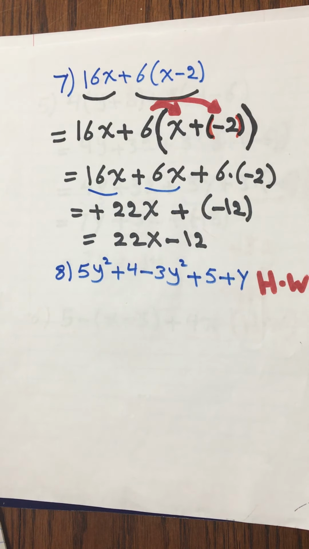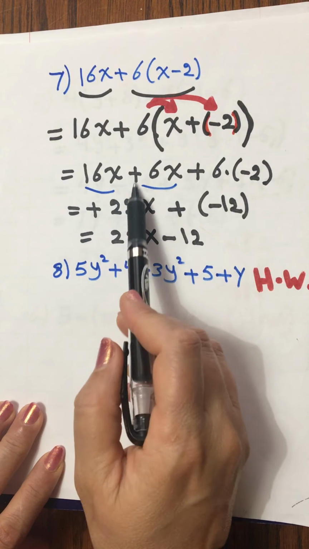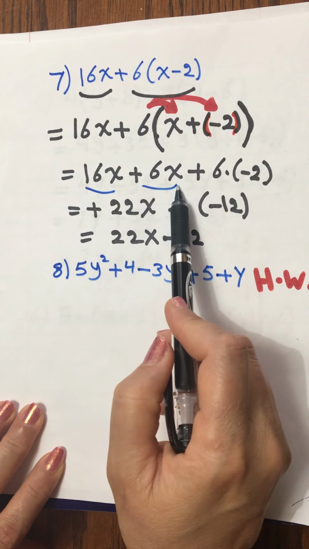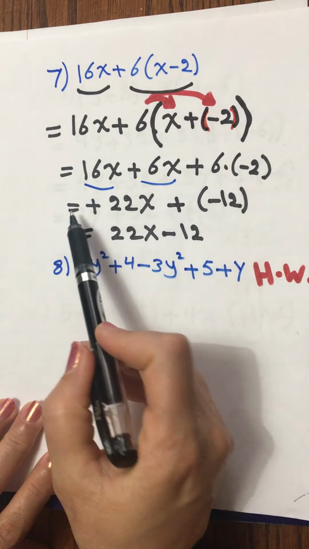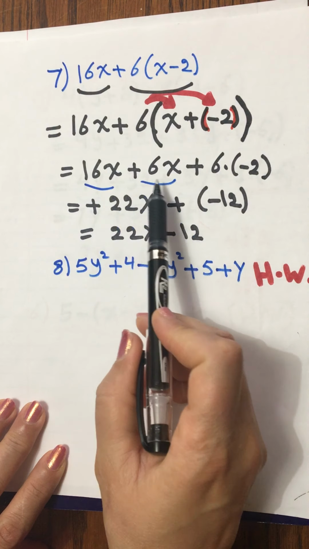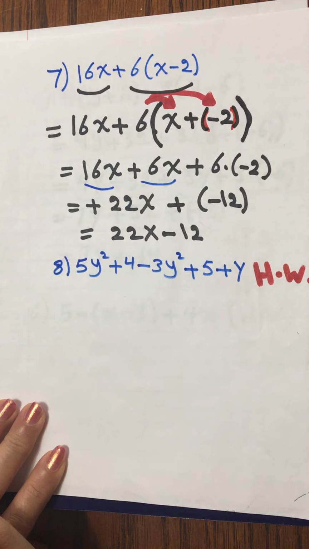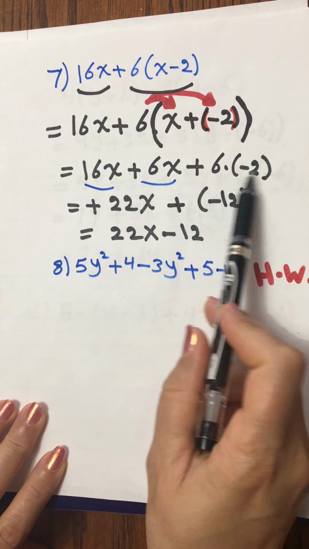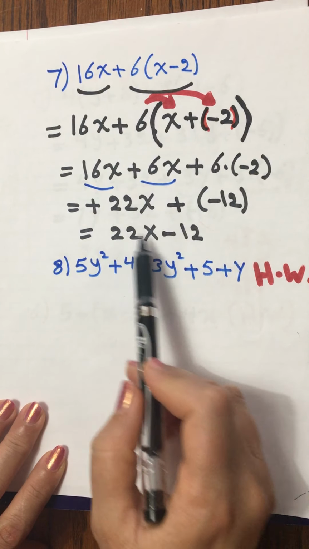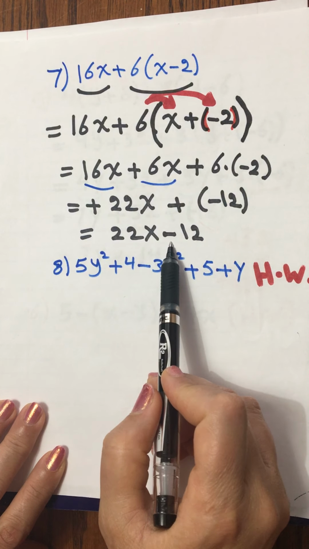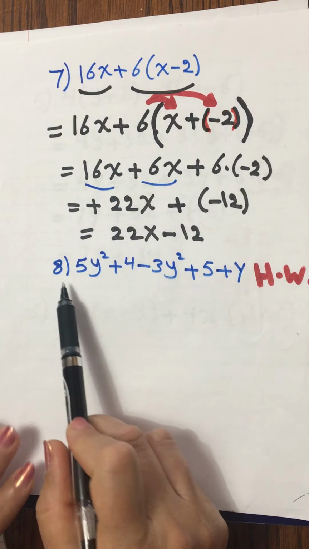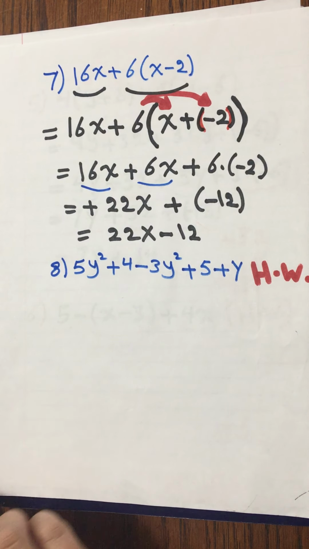Then 16x, put it down, plus 6 times x, 6x, plus 6 times negative 2. 16x plus 6x equals 22x, plus negative 12. 22x, positive times negative, minus, so 22x is gonna be minus 12. And this is, guys, your homework.